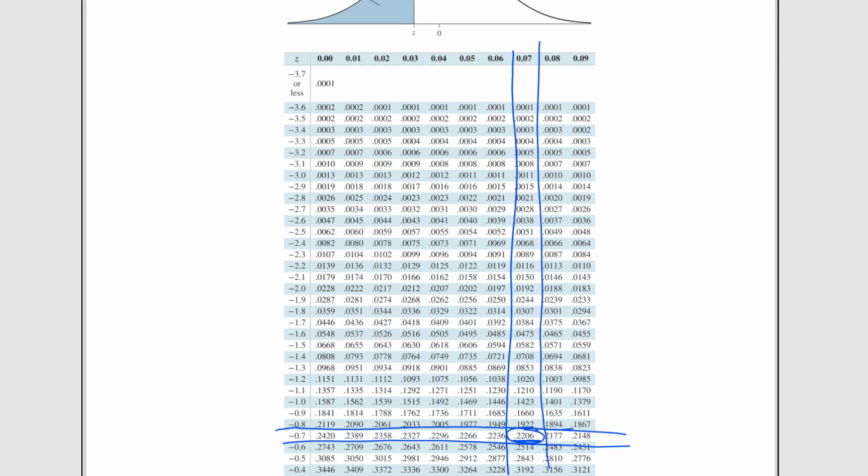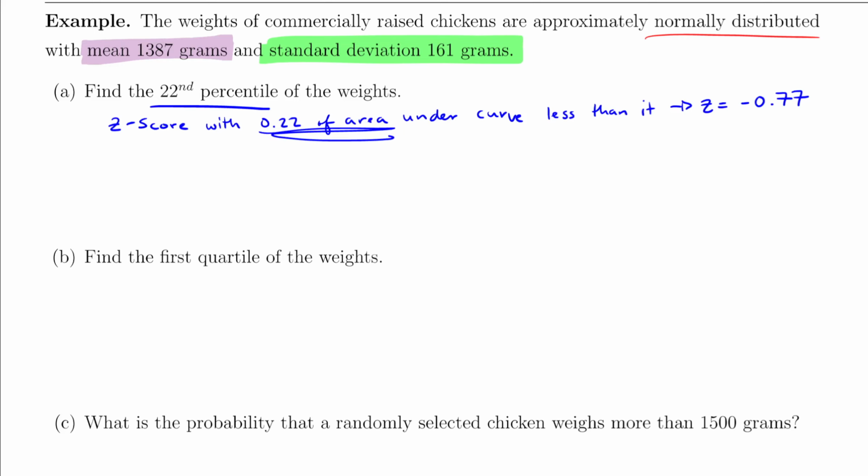It's a column of 0.07, so my z-score that corresponds to this area of 0.22 is negative 0.77. So we know the z-score, but we want to then translate that back. This is a standard normal value. We want to translate that back to the normal distribution. So to do that, we solve our equation of z-score. Z-score is the value minus the mean over the standard deviation.